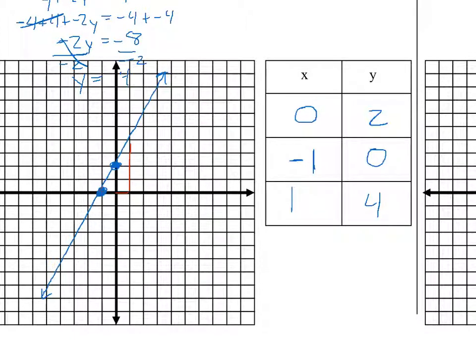And sure enough, when we come over on our graph, we're over 1, up 4. That does look like that's on our line. So again, we can choose whatever values we want at any point in time, x or y. I'm just telling you that when we're working with standard form equations, the best choices are 0 for x, then 0 for y, and then go ahead and find a third point that you want to plug in. Okay?